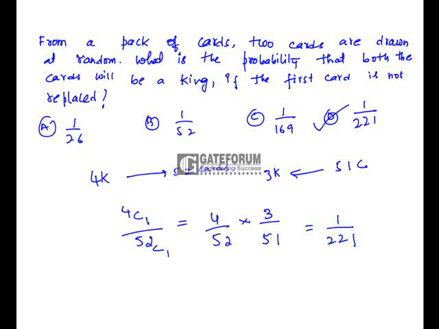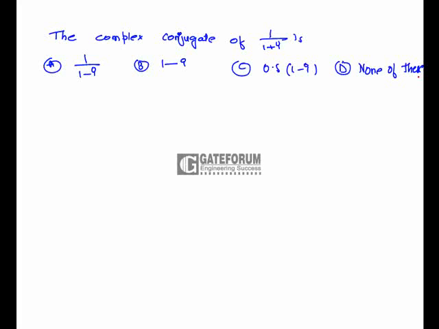That is option D. To find the conjugate complex of the complex number 1 by 1 plus i. Now in order to find the conjugate complex, first we have to convert this into a plus ib form.